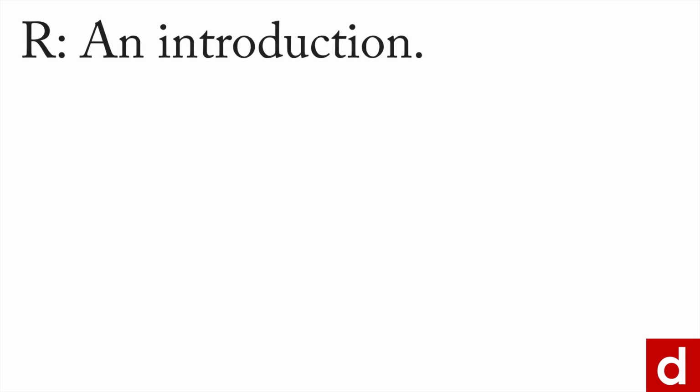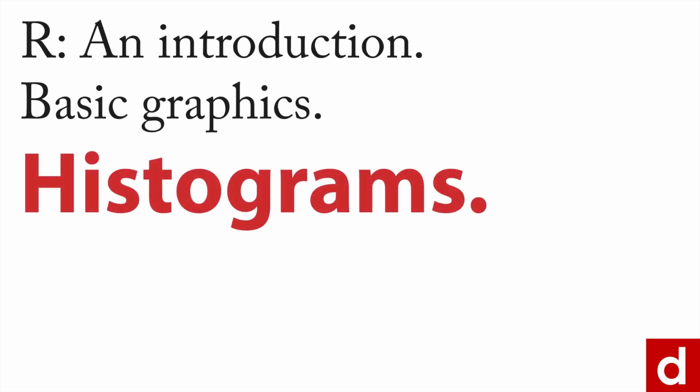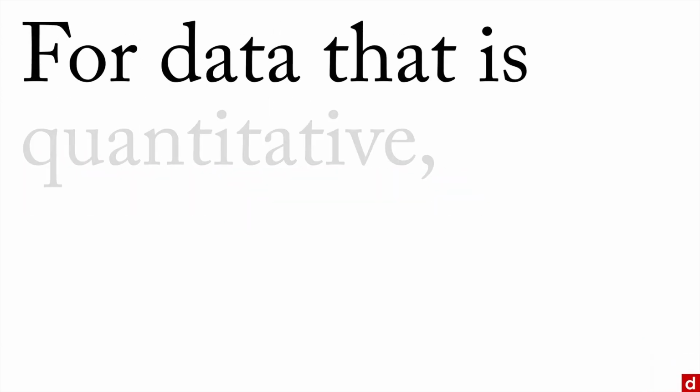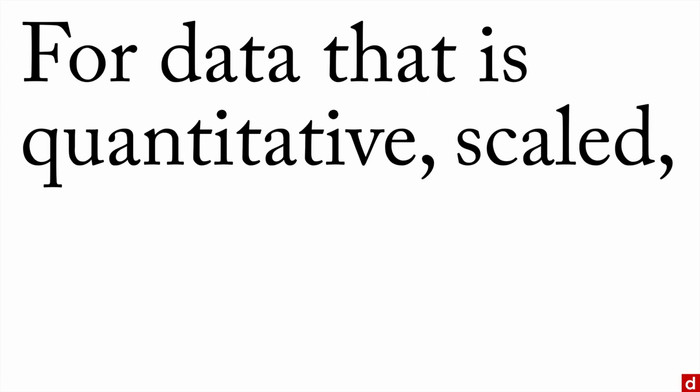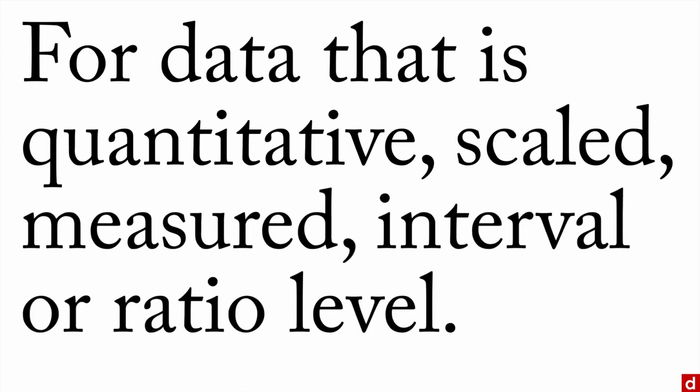In our last video on basic graphics, we talked about bar charts. If you have a quantitative variable, then the most basic kind of chart is a histogram. And this is for data that is quantitative or scaled or measured or interval or ratio level. All of those are referring to basically the same thing. And in all of those, you want to get an idea of what you have, and a histogram allows you to see what you have.